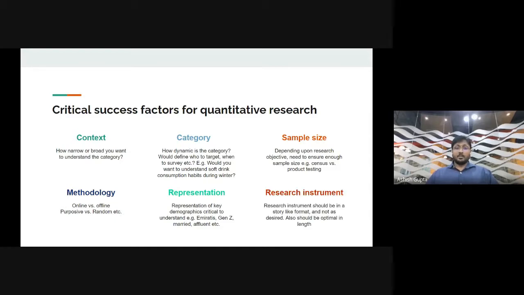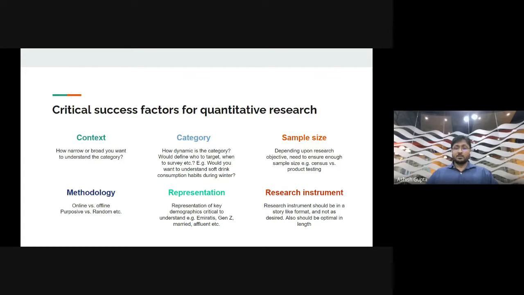This is followed by the research instrument, which is the questionnaire or the discussion guide itself, which is really critical to build upon. And it should not be something piecemeal, right? That you have one question asked here, one question asked there, but it should be more like a story, more like a discussion which you're having with the consumer.